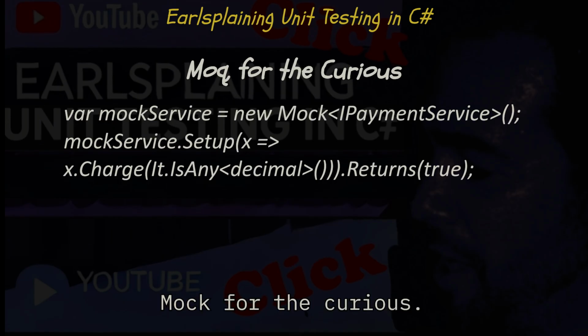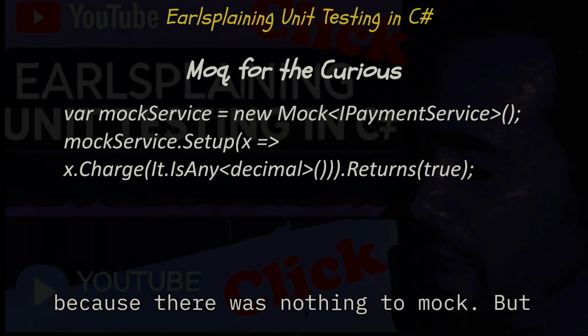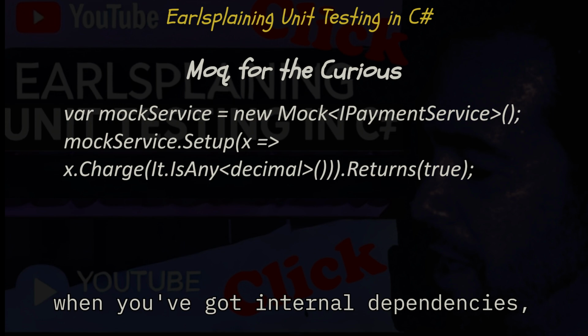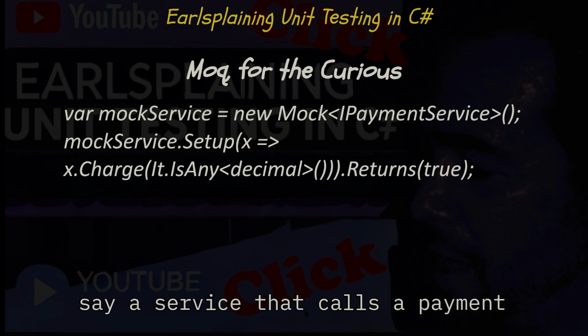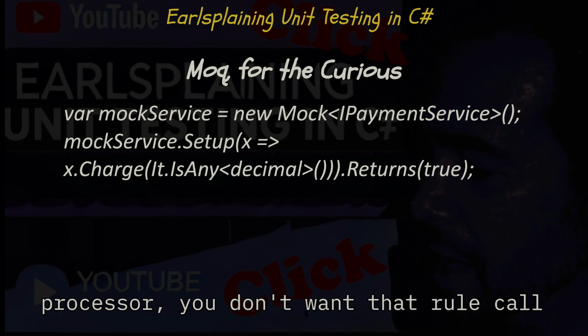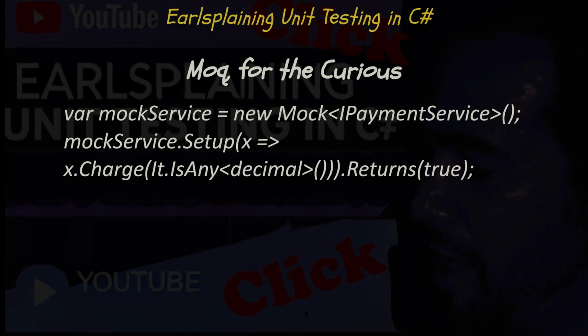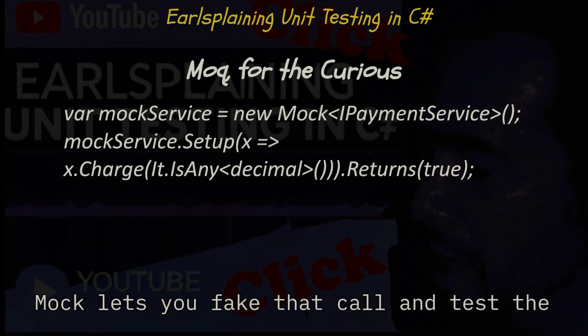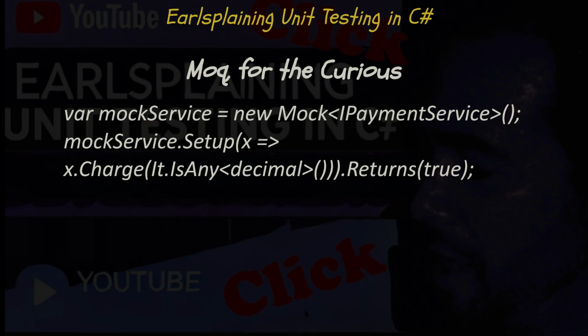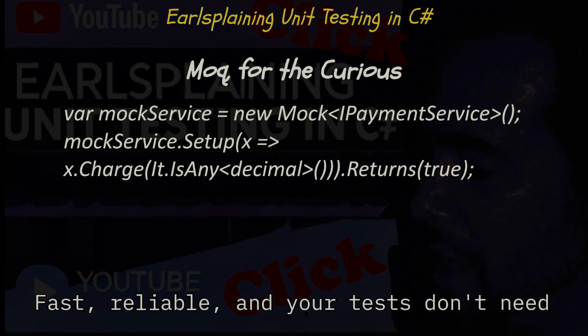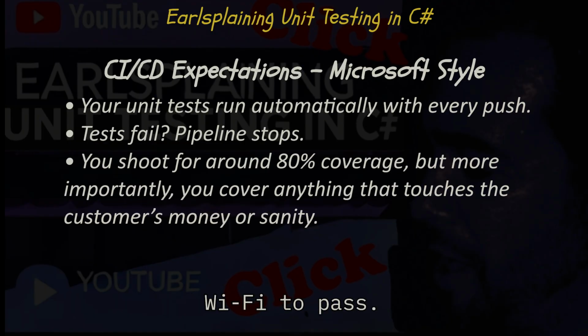Moq, for the curious. We didn't use Moq in that example because there was nothing to mock. But when you've got external dependencies, say a service that calls a payment processor, you don't want that real call in your test. Moq lets you fake that call and test the logic around it. Fast, reliable, and your tests don't need Wi-Fi to pass.